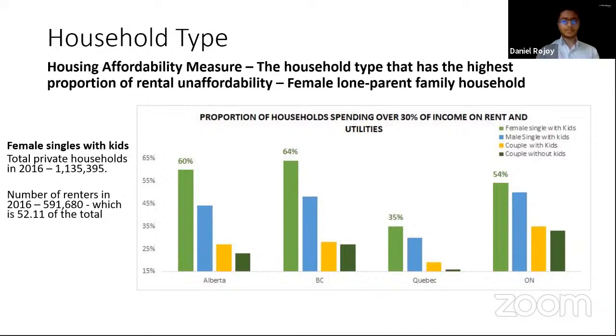Now again, going back to the methodology, we looked at the measure, and that is the household that is spending over 30% of the income on rent and utilities. It is clearly seen in all the 4 provinces that the highest proportion of the households spending over 30% of the income on rent and utilities are the females who are living alone or the single moms with their kids.